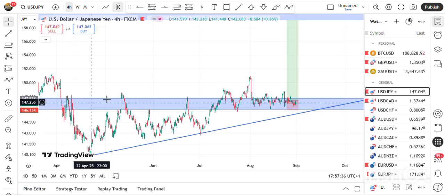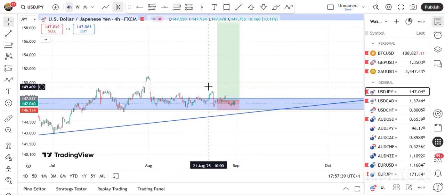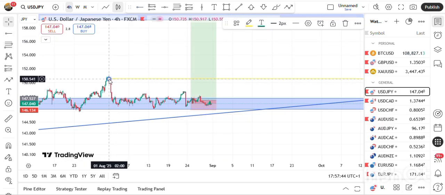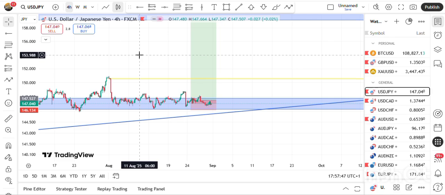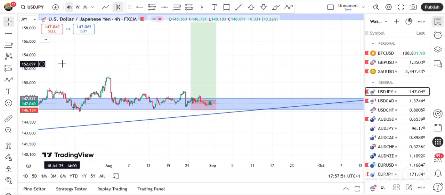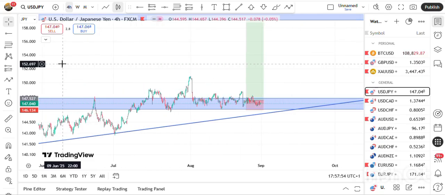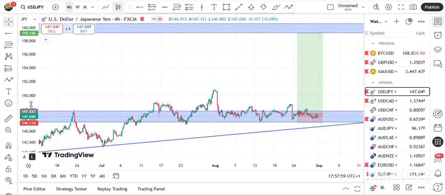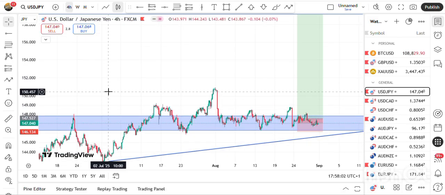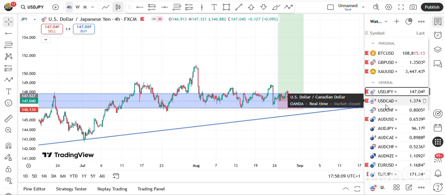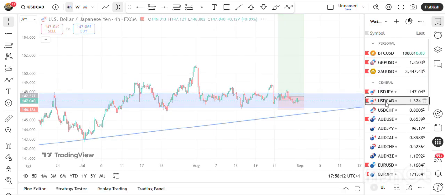Just looking at this already, I could expect the price to come up to that level first. But I don't do all those half trades anyway. It's fine if your strategy allows that. You can do that as well. That's about USD JPY. So we'll be looking at USD JPY this week. You can be watching USD CAD.